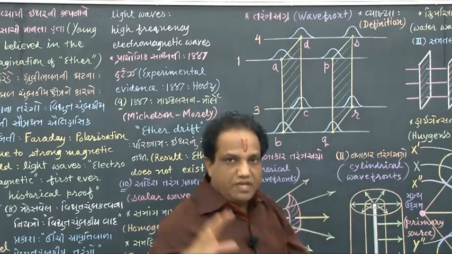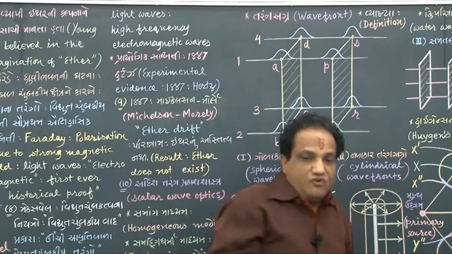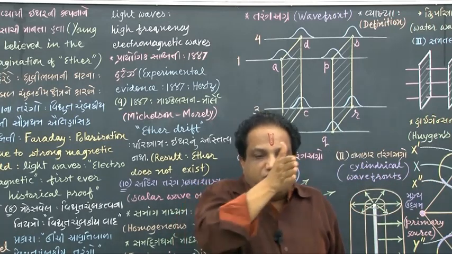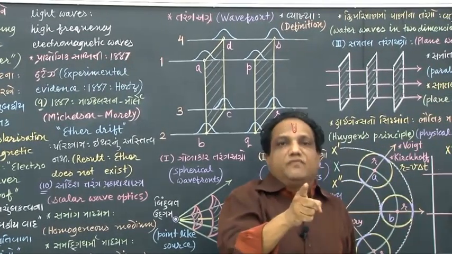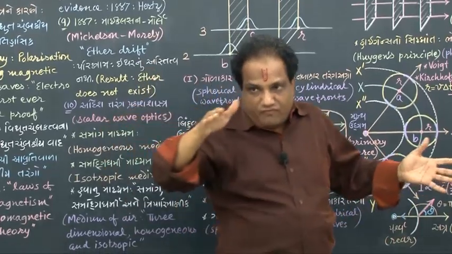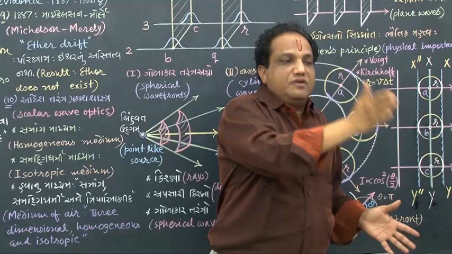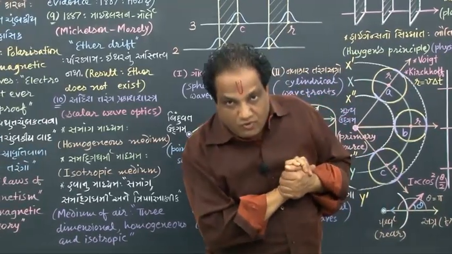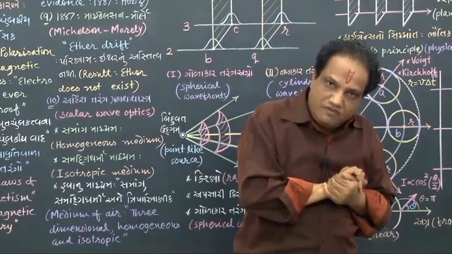I mean to say, in these strings, when the wave propagates ahead and ahead, we find as if these wavefronts are also moving ahead and ahead. That is why, for the sake of convenience, sometimes the propagation of a wave is described by the motion of wavefronts. Okay, fine.